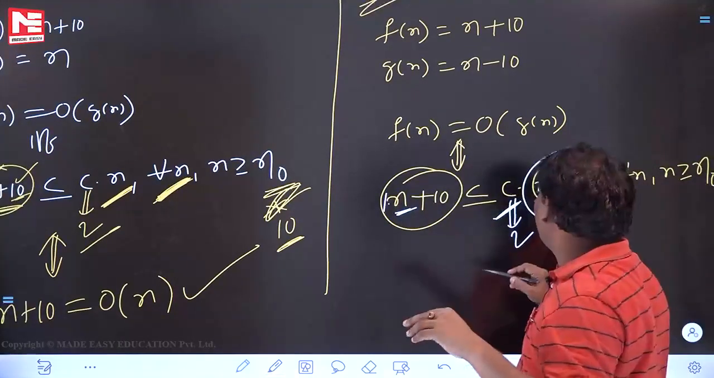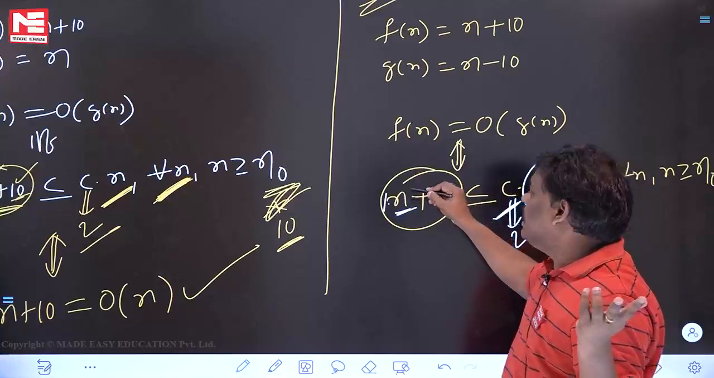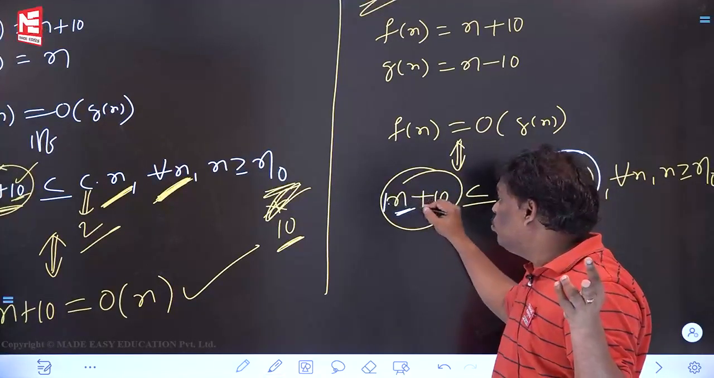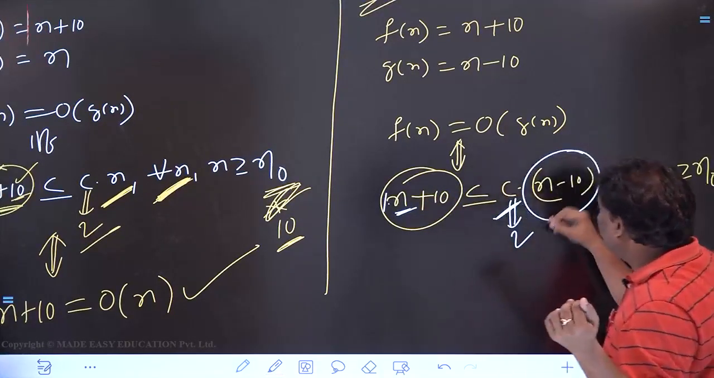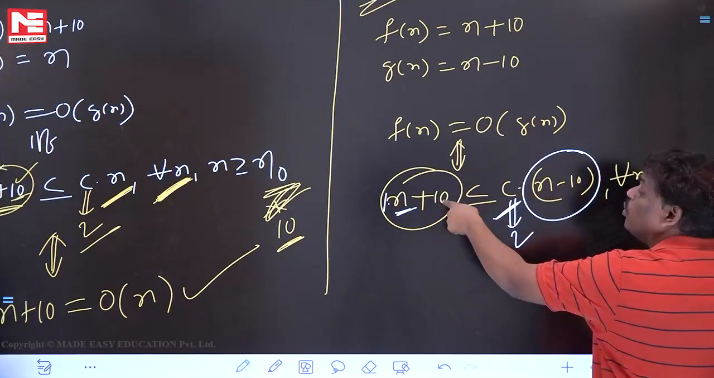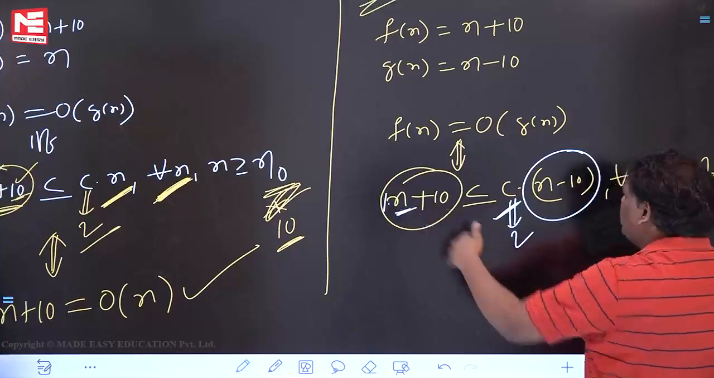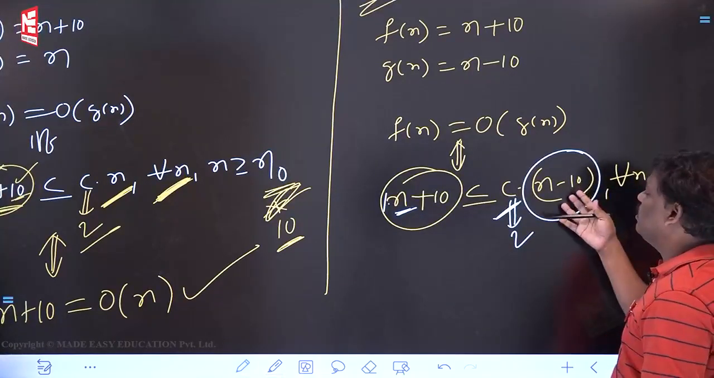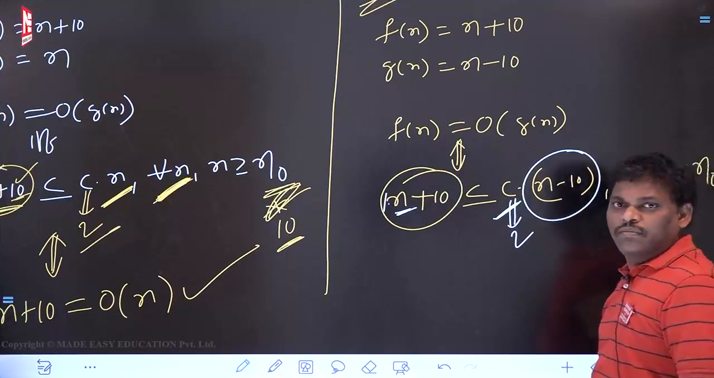Some people are asking, then how can you say that this side is bigger? Simple. N value 1 lakh, it will become 1 into 1 lakh, 1 lakh. But here 2 into 1 lakh, 2 lakh. Here 1 lakh, here 2 lakh. Some people are asking, what about 10? Here plus 10, here minus 10. In front of 2 lakh, minus 10, nothing there.